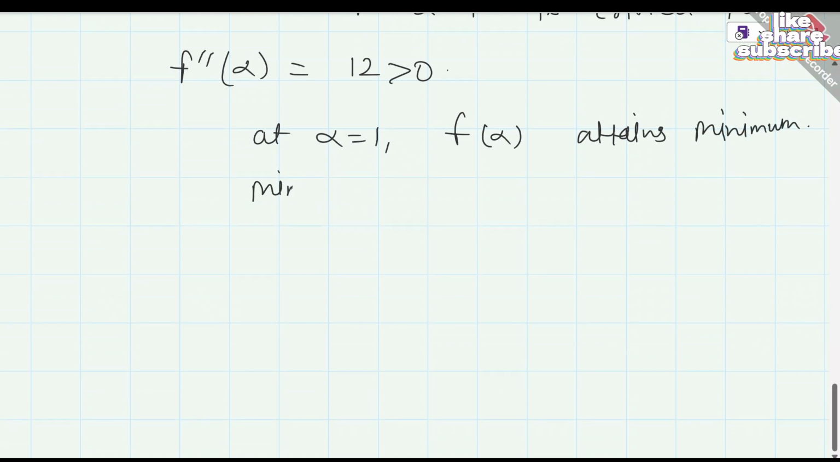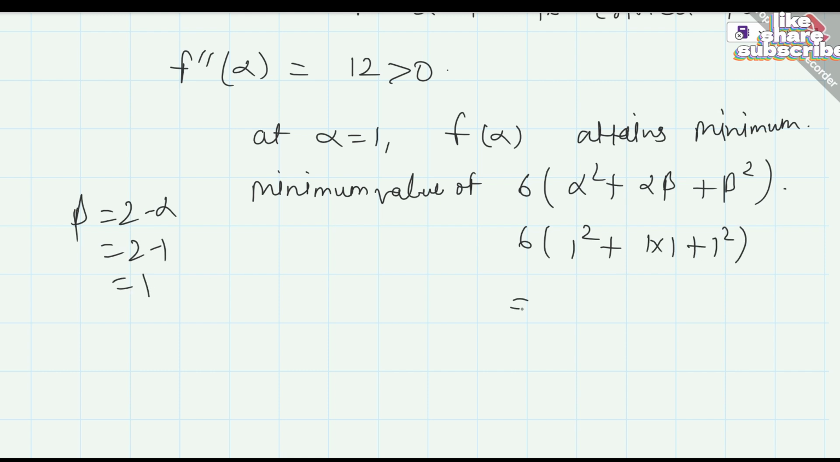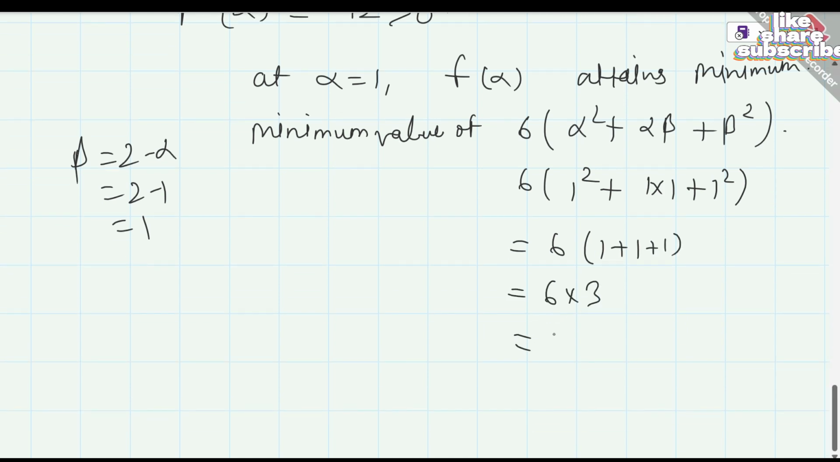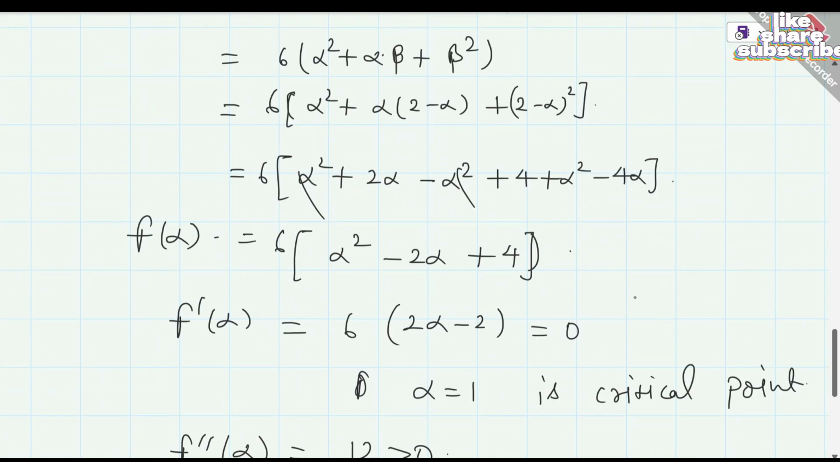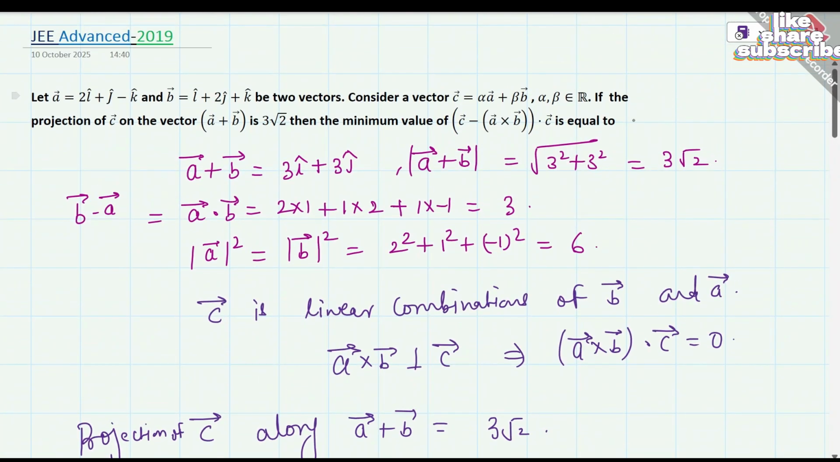Therefore the minimum value of 6 times alpha square plus alpha beta plus beta square is 6 times 1 square, and if alpha is equal to 1, then beta is equal to 2 minus alpha, that is 2 minus 1, that is 1. So this is 1 times 1, and this is 1 square. So 6 times 1 plus 1 plus 1, that is 6 times 3, is equal to 18. So 18 is the required minimum value of this quantity. So the answer is 18. Thus we have solved the problem.